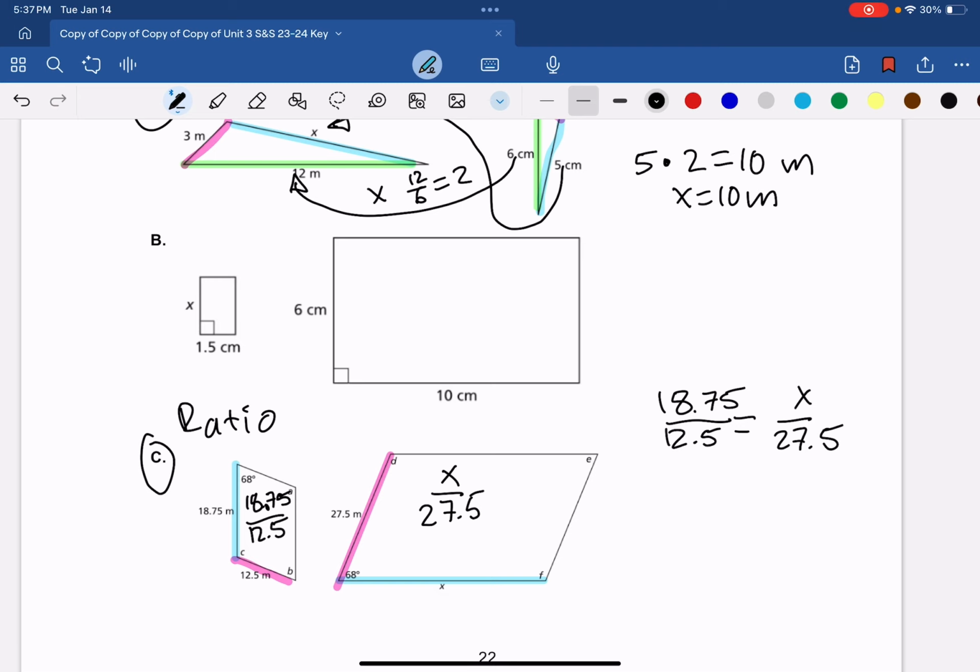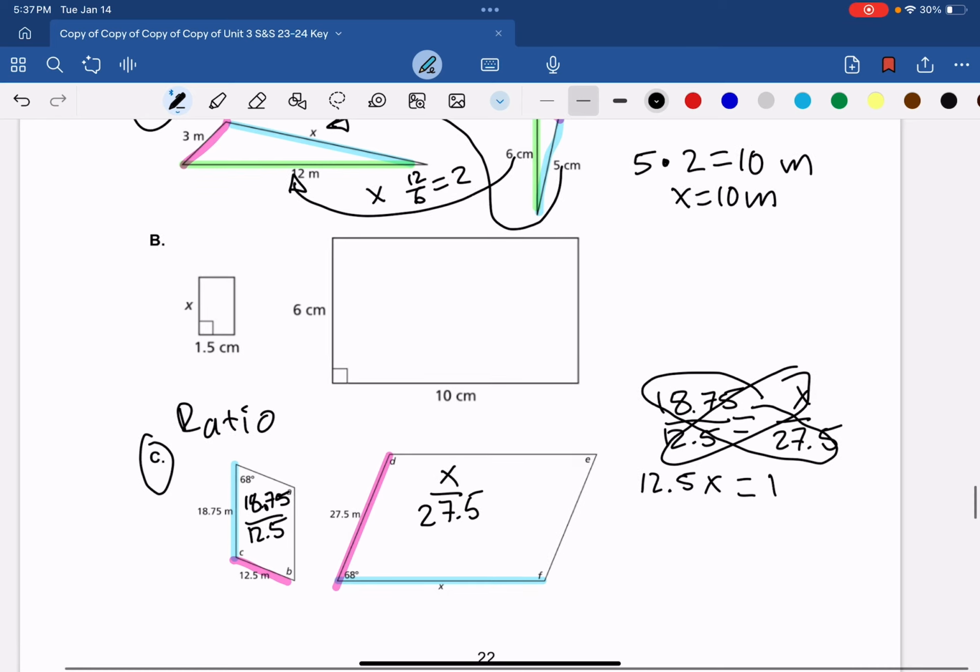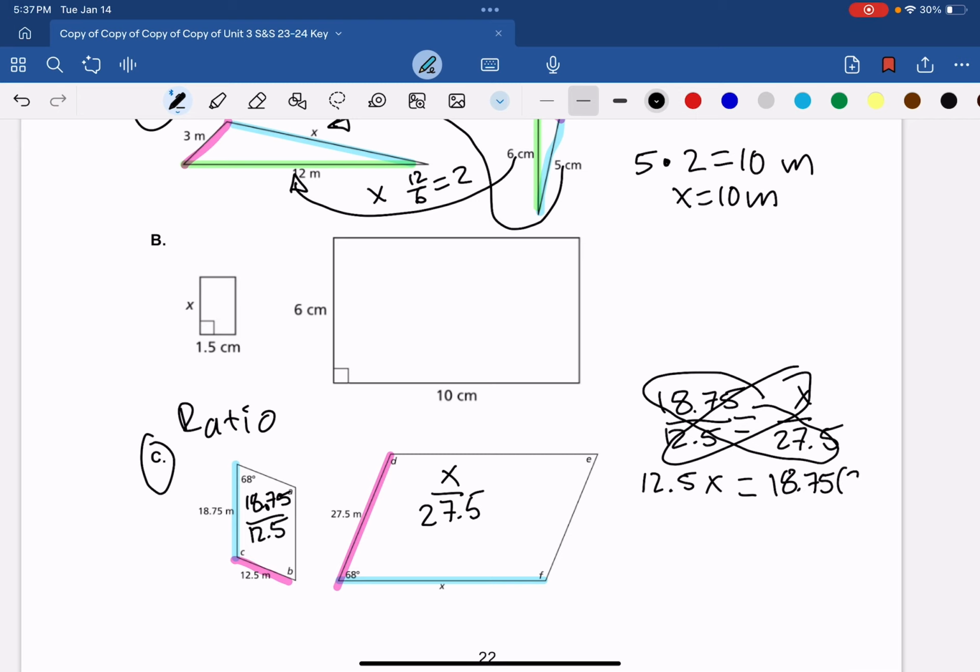And then we need to cross multiply. X times 12.5 is just 12.5x. 18.75 times 27.5. Let's use a calculator on that one. Feel free to answer before me if you've got it. Okay, I got 515.625.